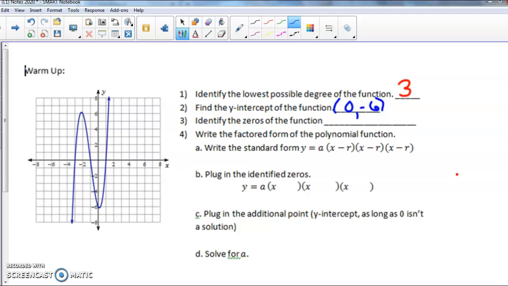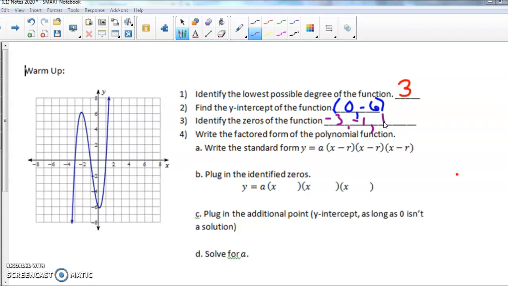Now, identify the zeros. We've done this. We've done this on the calculator. Okay, you can see that this crosses 3 times on the x-axis, so we have 3 zeros. And this crosses at nice whole numbers. These 3 zeros are at x equals -3, -1, and +1. As always, the order that I write these does not matter.